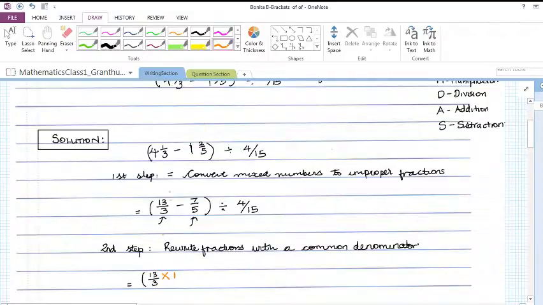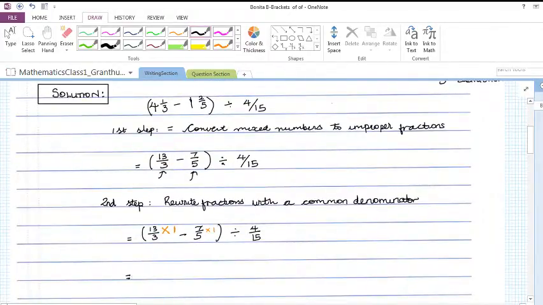13 over 3 by 1 is still 13 over 3. And I have to, of course, subtract from that 7 over 5, and that also can be deemed to be the same as 7 over 5 times 1, divided by 4 over 15. So you can clearly see the only change between this line and this line is that I multiply 13 over 3 by 1 and 7 over 5 by 1. That doesn't change anything. So a person could easily see the steps that we are going through.